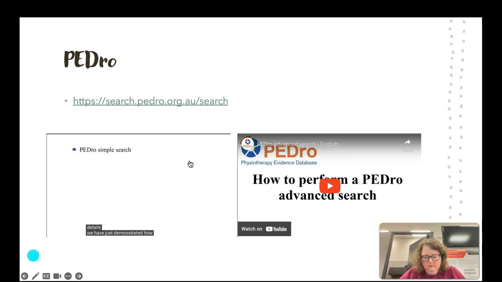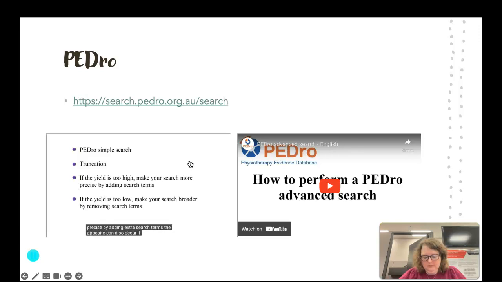We have just demonstrated how to do a PEDRO simple search. In the search, we used an asterisk to indicate truncation, which is a sophisticated search feature for text fields. More information about searching is available on the PEDRO Search Help page. Our search produced a large number of search results. To overcome this, we made our search more precise by adding extra search terms. The opposite can also occur. If your search returns too few or even no records, you can make your search broader by removing search terms.